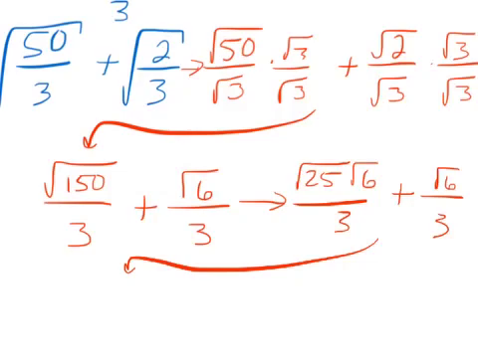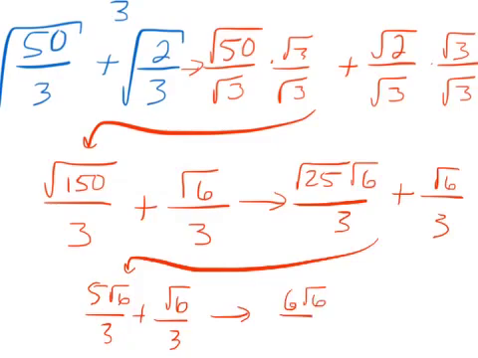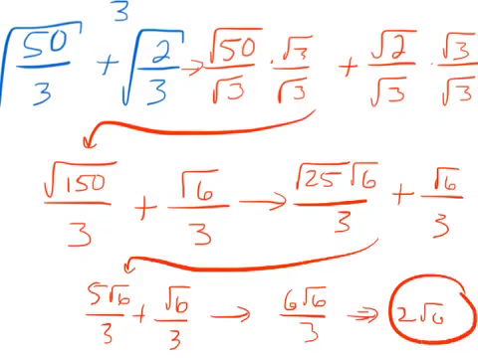Now, root 25 is really what? 5. Yay. Go George. 5 root 6 over 3 plus root 6 over 3 is 6 root 6 over 3, simply equaling 2 root 6. Same answer as we had earlier.